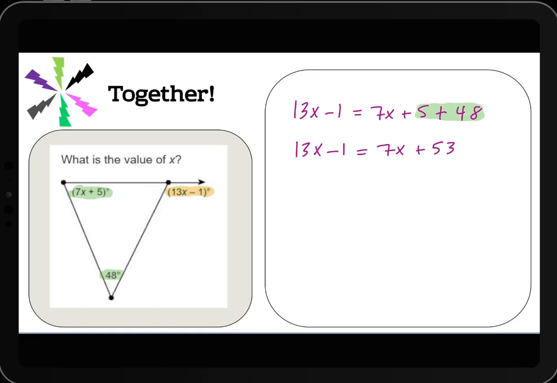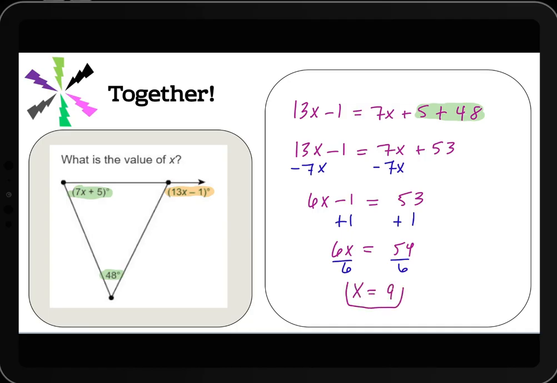And then I'm going to subtract 7x on both sides from the 13x. So I'm left with 6x minus 1 equals 53. Then I'm going to add 1 to both sides, so I've got 6x equals 54. And then I can divide everything by 6, and I'm left with x equals 9. And that was all they were asking me for. However, I would point out that if I know that x is 9, I could plug it in.